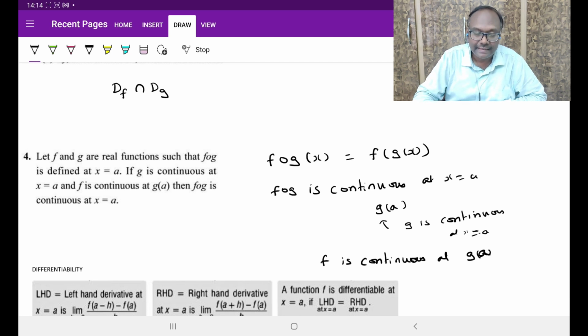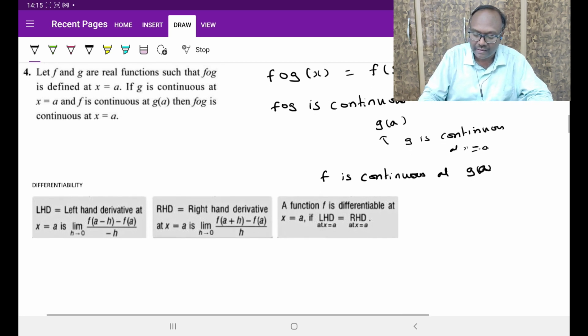So once again, the composite function f circle g is said to be continuous if g is continuous at x equal to a and f is continuous at g of a. Then we say that the f circle g function is continuous at a point x equal to a. So these are some important points of continuity.